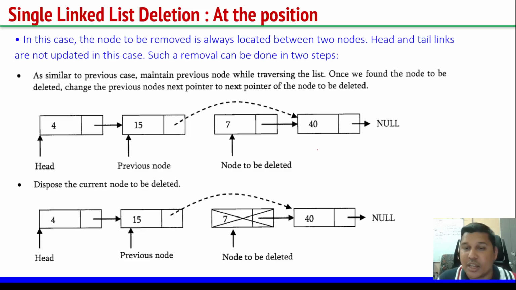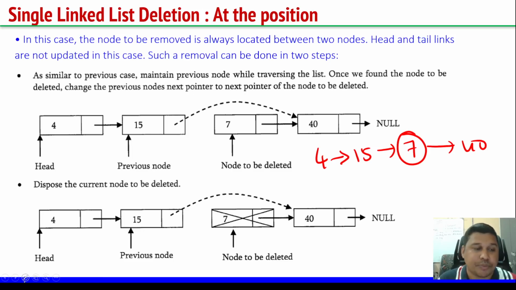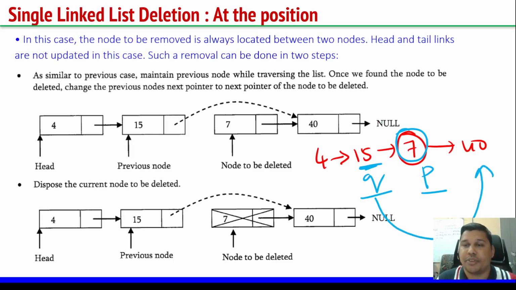So, what is the logic here? See, when you have a list like this, 4, 15, 7 and 40, you want to delete this element. When you want to delete this element, the only operation you have to do is, you should know this address. Let this be Q, let this be P. Same logic. Reach that position, let this be Q, let this be P. Simply Q's next points to P's next. Where is P here, what is its next, this one, that you point it.